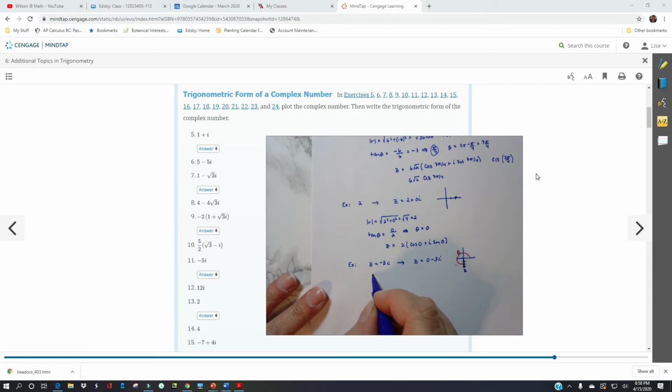So we want to find the modulus. So the modulus is just the square root of 0 squared plus negative 3 squared. Well, negative 3 squared is a positive 9, and the square root of 9 is 3. So we've got the modulus.